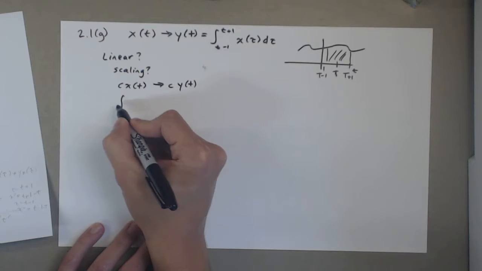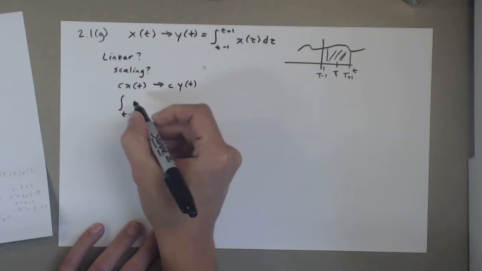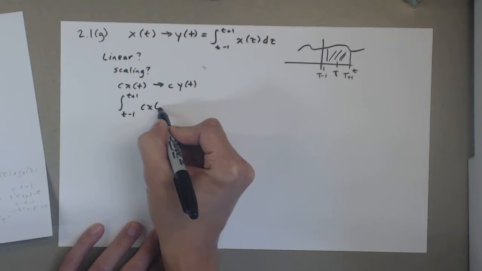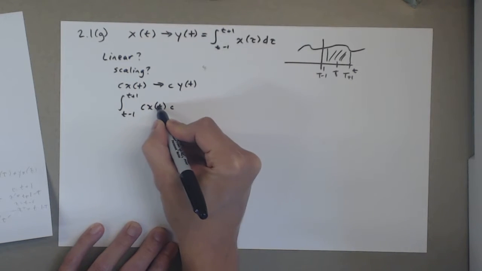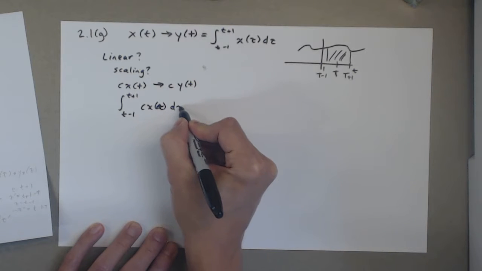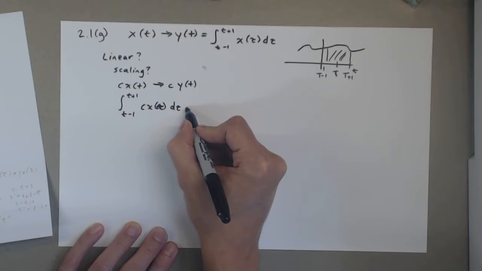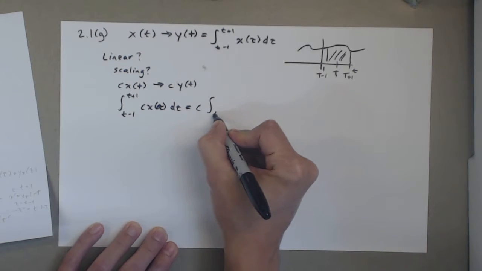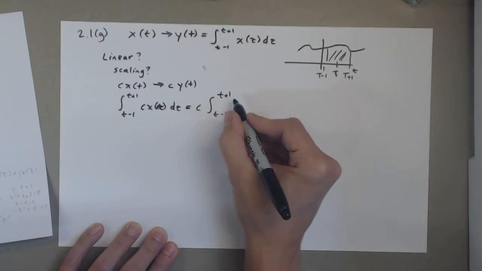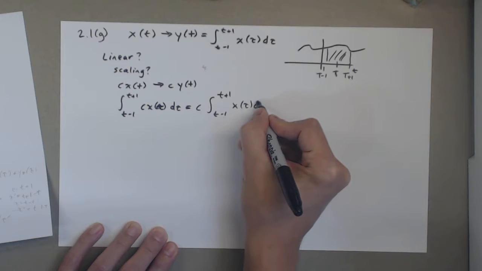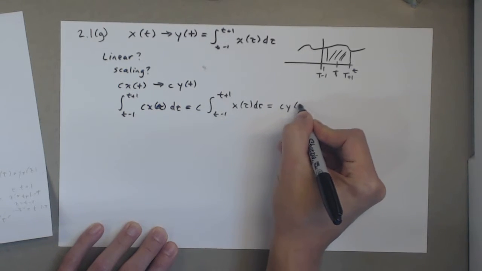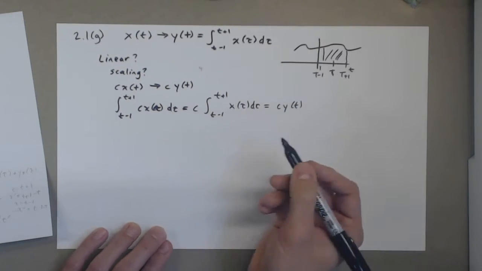So let's put c times x of t into our system. So we'll just pop it in there. That's d tau. And that's a constant, so we can pull it out of the integral. And that, of course, now is just c times y of t. So it shows that the scaling property works.